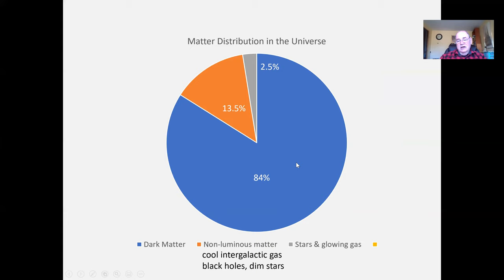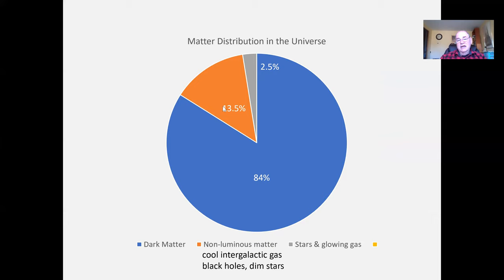What's in the non-luminous matter here, this bigger piece, which is interesting in itself, is that gas, mostly that intergalactic gas of hydrogen. There's much more intergalactic gas of hydrogen in between the galaxies and the clusters, in terms of mass, than all the stars that we know, all the trillions of stars. That's only the 2.5%. Most of the normal mass of the universe is in this non-luminous gas. Throw in some black holes, throw in some dim stars, but most of it is actually this intergalactic gas that pervades the entire universe, even in the voids. Okay, so there's a lot of mass in this 13.5%.